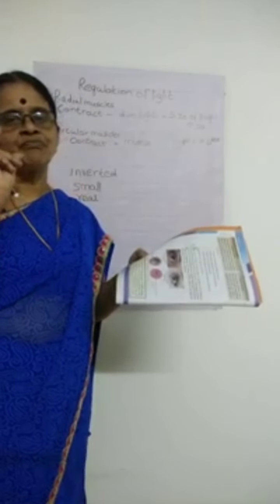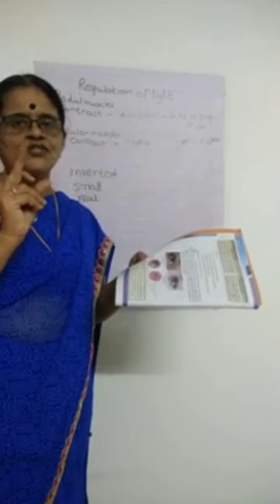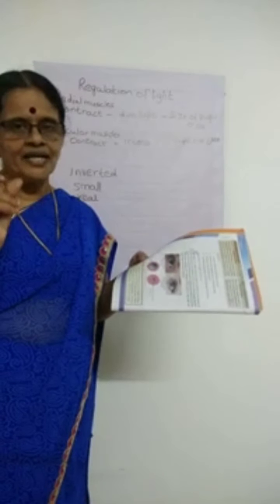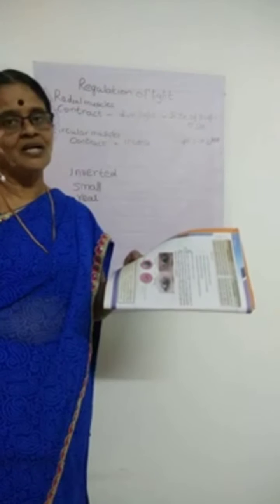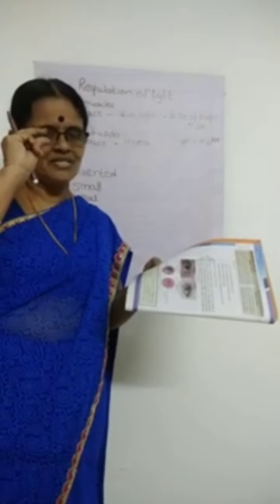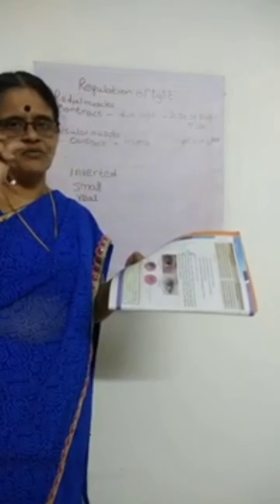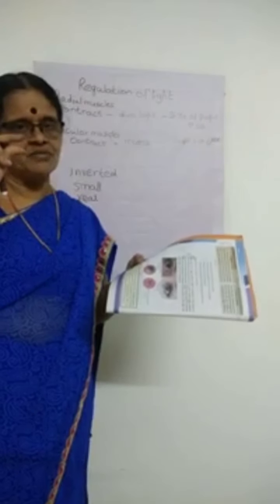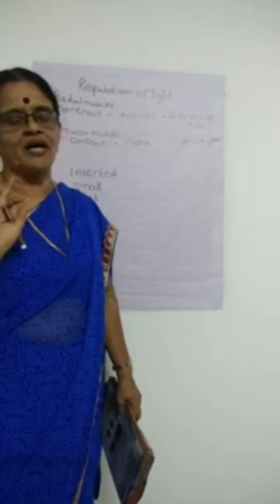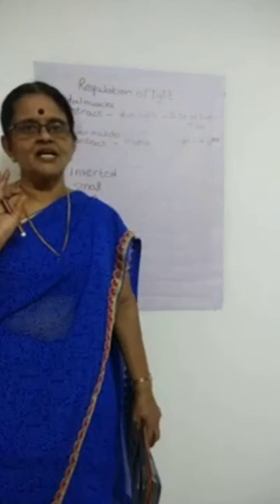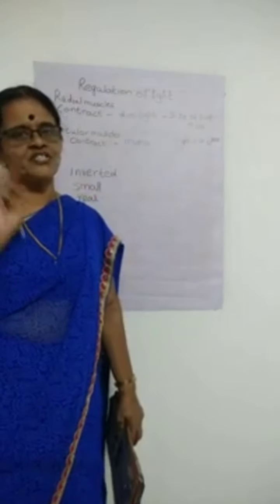So that is why we say in dim light, the size of the pupil dilates, and in bright light, the size of the pupil constricts. Constricts means it becomes less. In dim light, it becomes more. In bright light, it becomes less. That is why you have experiences when the current goes off and you are sitting in darkness. Your eyes have already got adjusted to darkness.